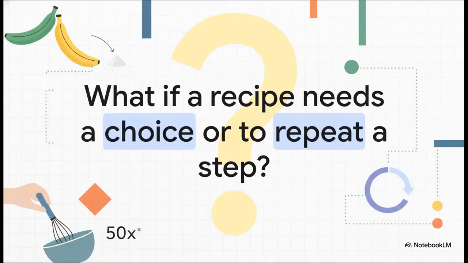But let's be real, life is rarely that straightforward, and neither are the programs we actually use. I mean, what happens if the recipe needs a choice? Like, maybe you only add extra sugar if the bananas aren't very ripe. Or what if you have to stir the batter exactly 50 times? A simple top-to-bottom list just falls apart. It can't handle that stuff. For our program to be actually useful, it needs to be able to make decisions and repeat things.